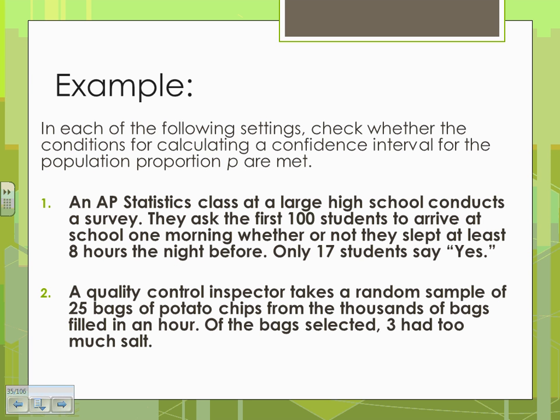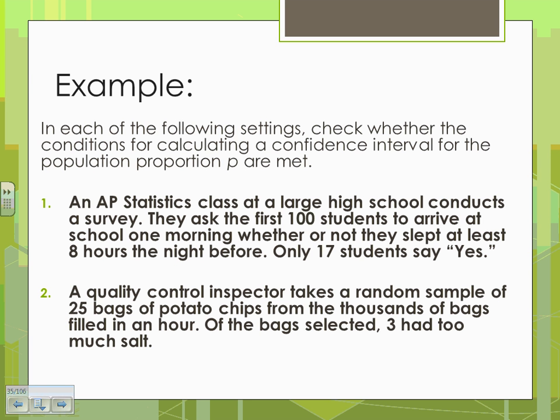Okay, what about the second one? A quality control inspector takes a random sample of 25 bags of potato chips from the thousands of bags filled in an hour. So random, met. Of the bags selected, 3 had too much salt. So are the rest of them going to be met? We already said it was random, so it is an SRS, so we're good to go there.